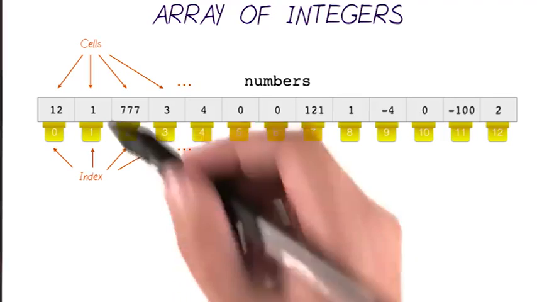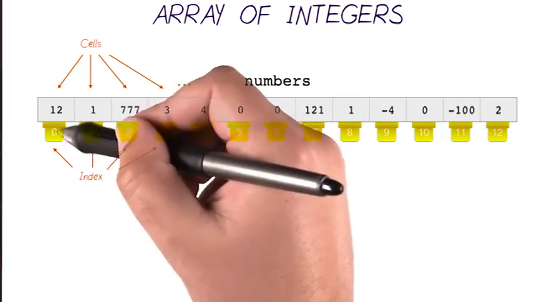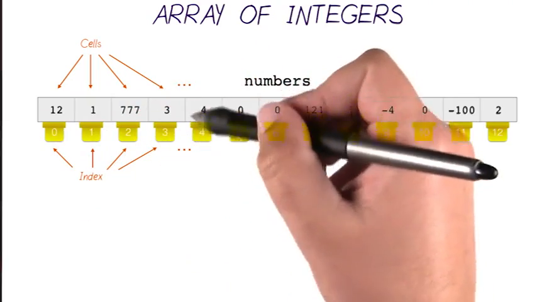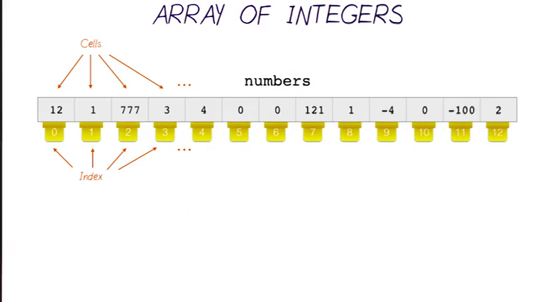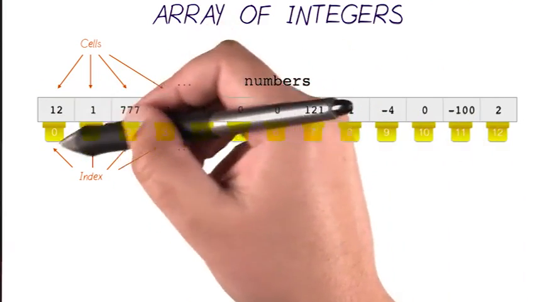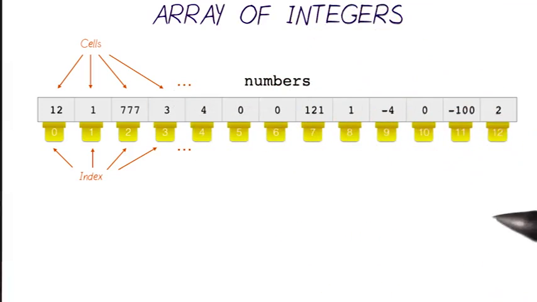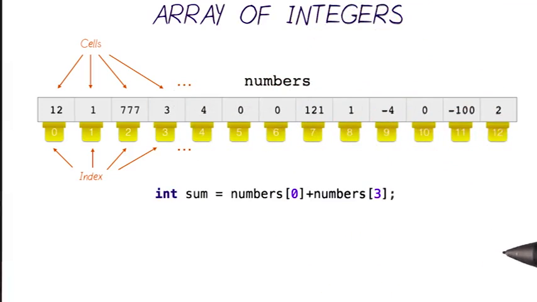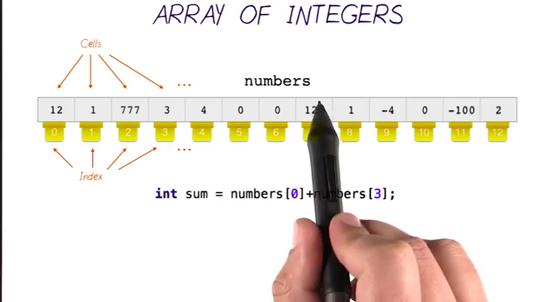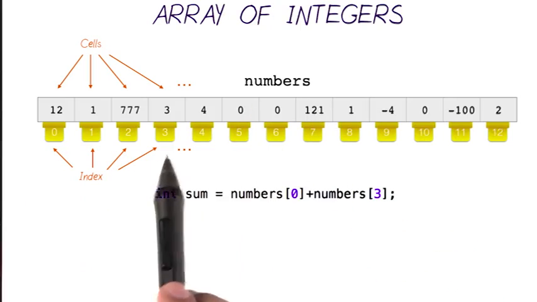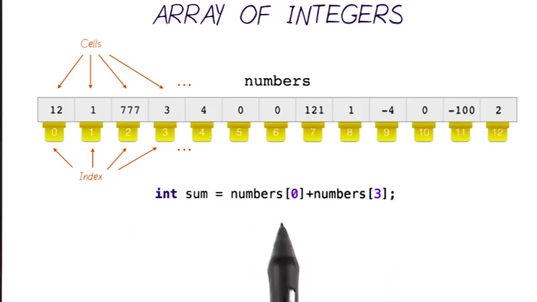For example, this cell here has an index of 0. This cell here is the cell with index 3. We can treat each cell as if it was a separate variable. Like, for example, if we wanted to add this cell here to that cell there, we would just say something like this. Integer sum equals numbers of 0 plus numbers of 3. Our array name is called numbers, and we just access the different cells using the indices like that.